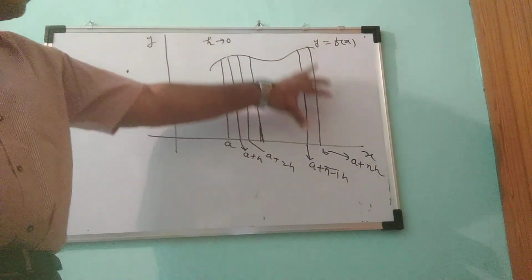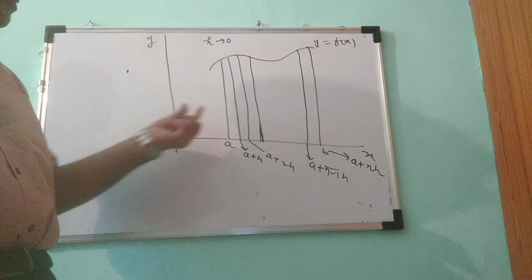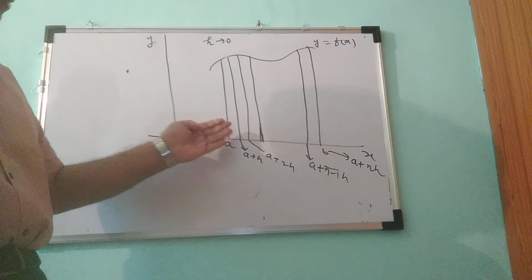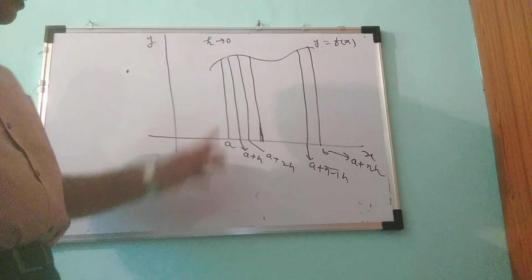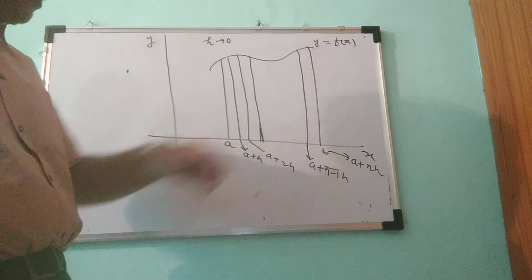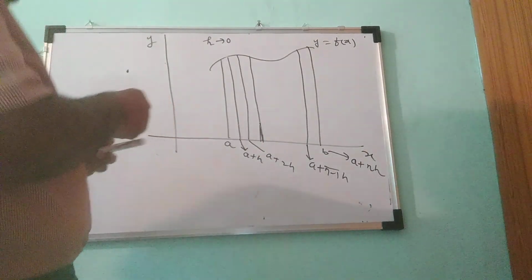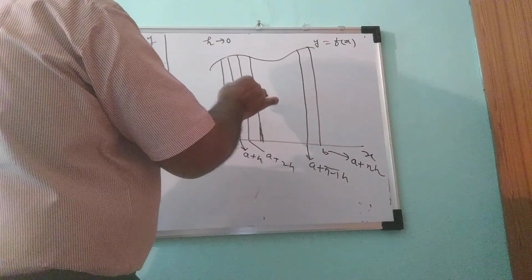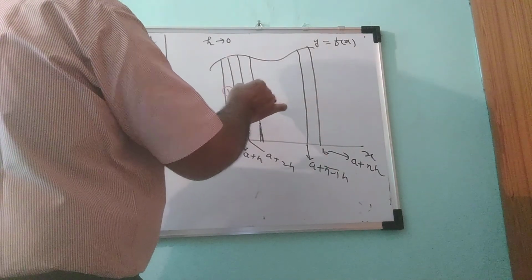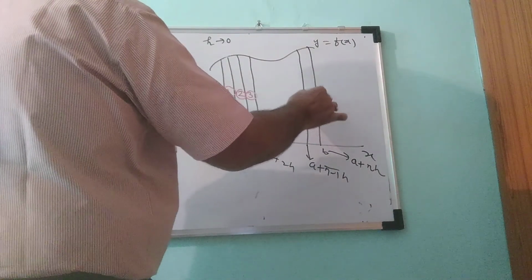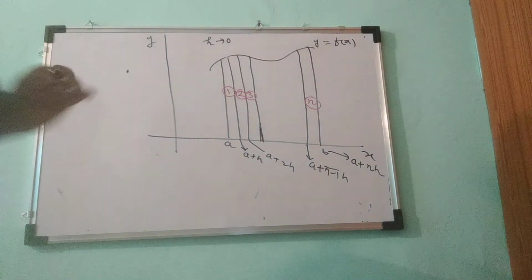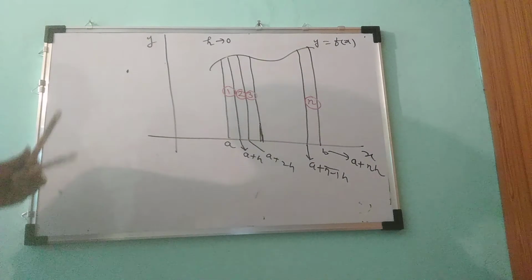So this entire area can be written as a total of all the rectangles. So we sum up all the rectangles. Rectangle 1, rectangle 2, rectangle 3, rectangle 4, all the rectangles. So this is the first rectangle, second rectangle, third rectangle, and this is the nth rectangle. So let me sum up these areas.